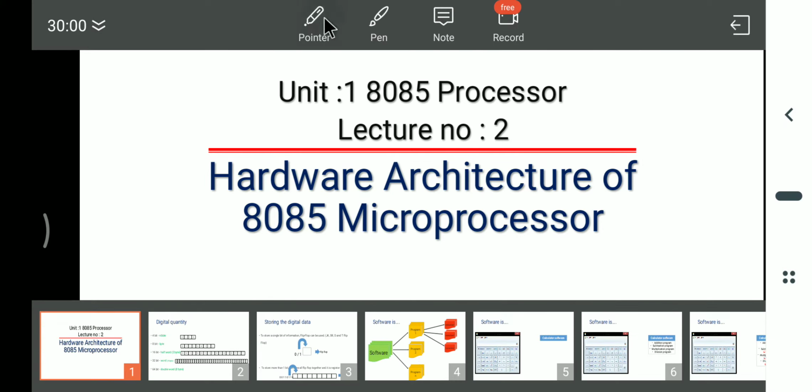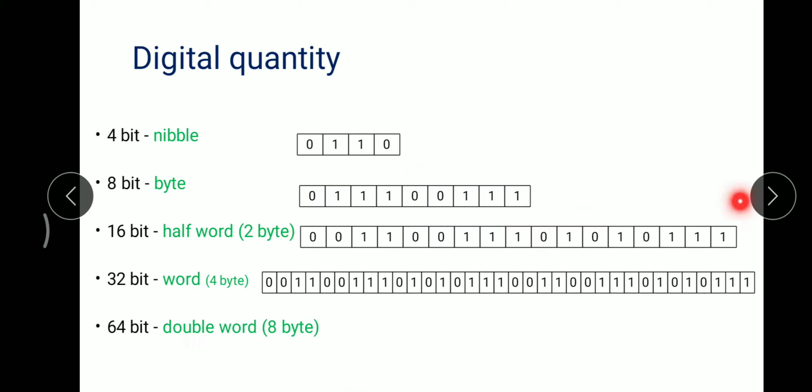Digital data is nothing but a single bit of information, which is 0 or 1. Okay, 4 bits make one nibble, 8 bits make one byte, 16 bits make one half word or 2 bytes, 32 bits make one word or 4 bytes. This is an example of bits for these digital quantities.